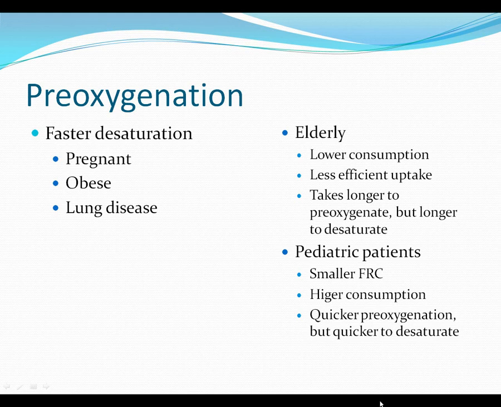So it takes longer to pre-oxygenate, but also longer to desaturate. So you've got plenty of time with elderly folks. Pediatric patients have small FRC, high oxygen consumption. They're pretty quick to pre-oxygenate, but they're also very quick to desaturate.